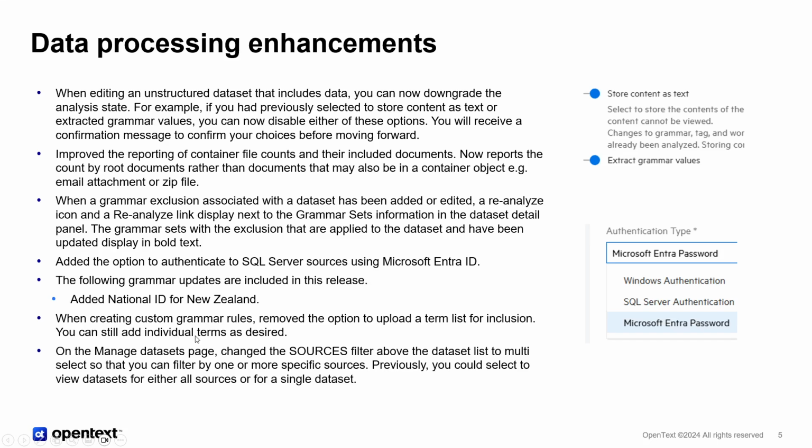When creating grammar rules, we've removed the option to add a term list. Before, you could create a term list and then add that term list to a grammar rule. This didn't make too much sense really. You can still add individual terms, so you can create your own term list inside grammar rules, but you can't bring them in from an existing term list.